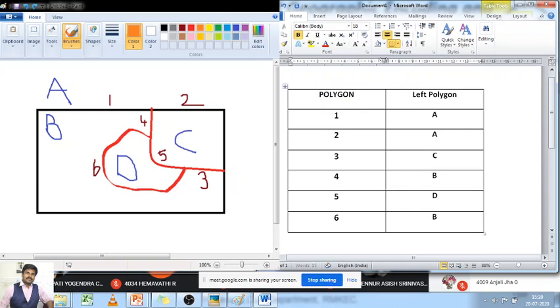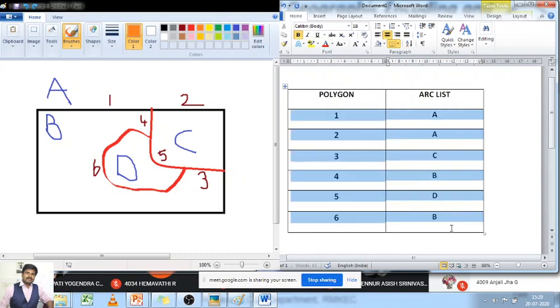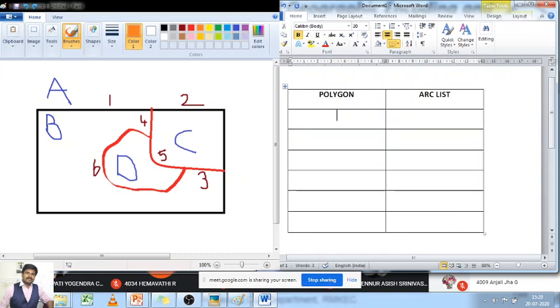So instead of arc, we will have polygon, and instead of left and right polygon, we will have arc list. Now we will take into consideration all the polygons alone: A, B, C and D. So these are the 4 polygons available for us, right?